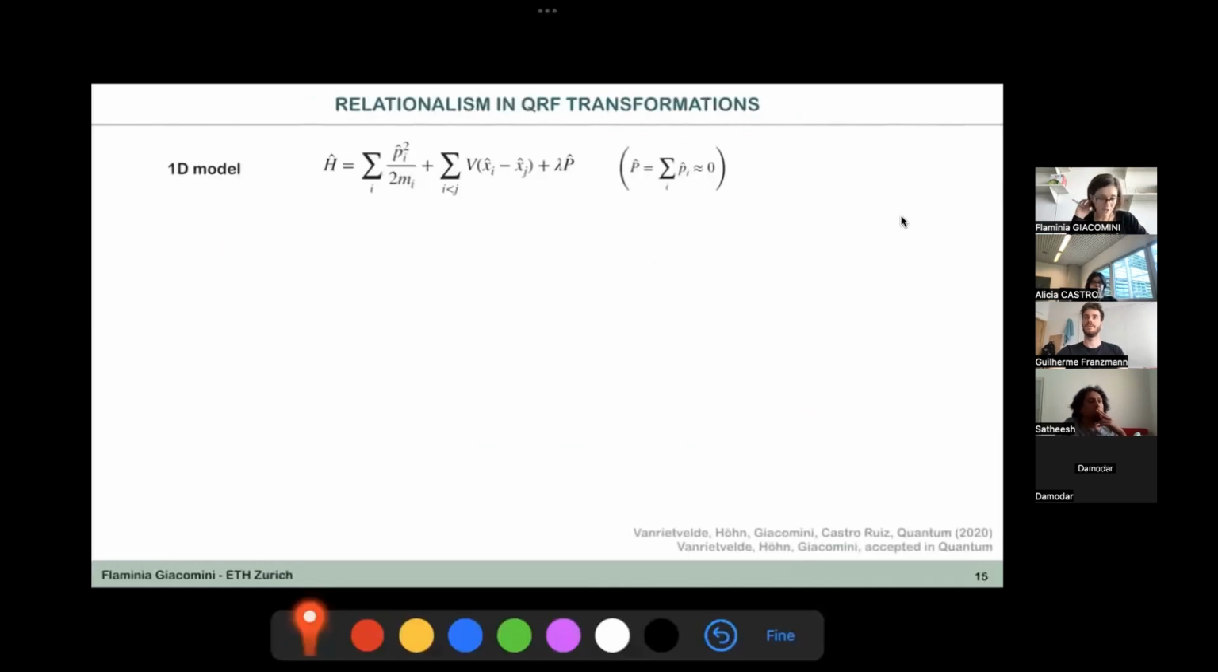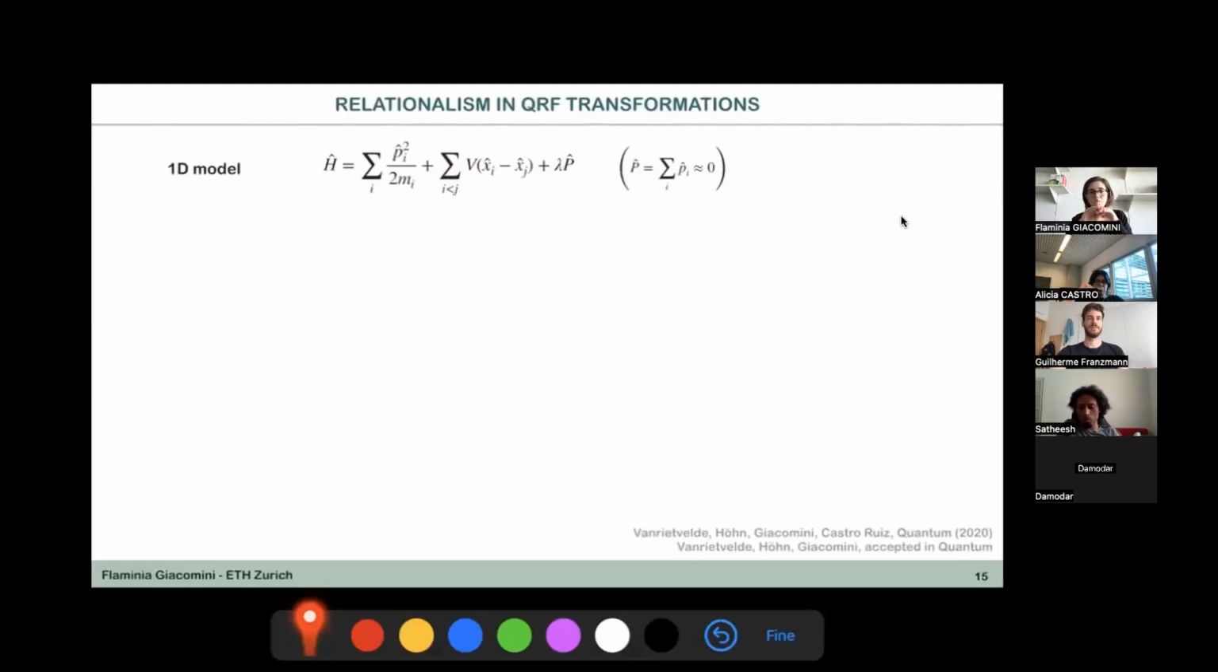Okay, so now I promised you that I would also derive this simple transformation to relative coordinates from another perspective, where the relational character, and why these variables are actually the meaningful relational ones, is a bit more transparent. And to do that, we're going to use again a very simple model, a 1D model of n particles that interact via a pairwise interacting potential.